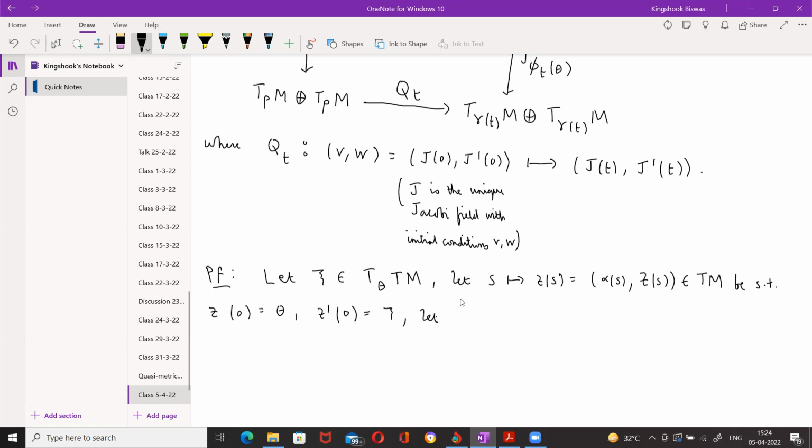And again, we let f(s,t) be x sub alpha_s(t) z_s, and J(t) is the usual Jacobi field. So this is del del s at s equal to 0 of f(s,t). Okay, fine.